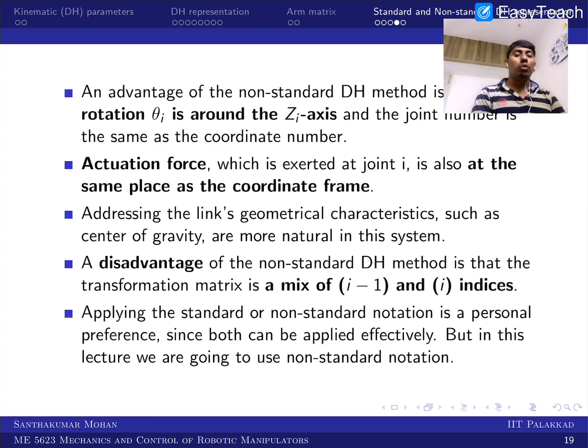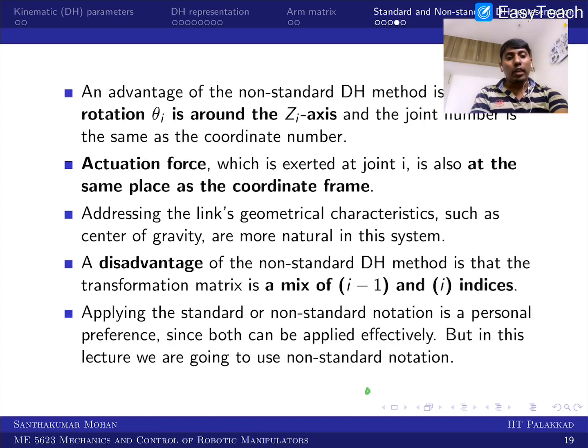It is very easy to understand, in the sense that you are standing on the ith frame and you are looking at everything in terms of the ith frame itself. But the frame representation in the case of the joint axis would be represented in the I minus 1 axis. That is the only confusion in the standard form. Whereas in the non-standard form, you are traveling from the I minus 1 frame to the I frame in a sequence of motion. That's what we have seen in the Denavit-Hartenberg representation.